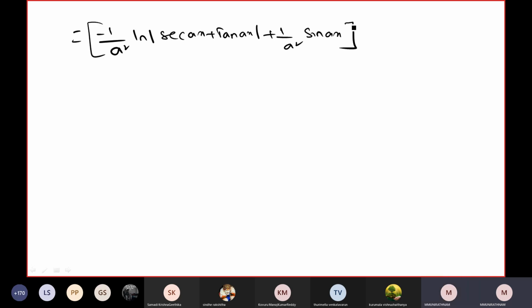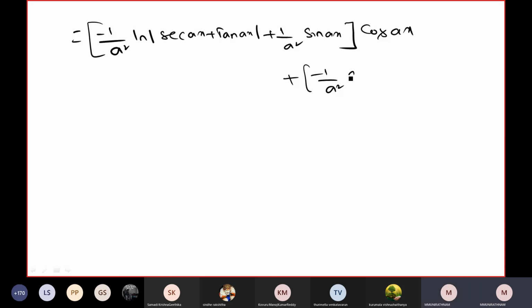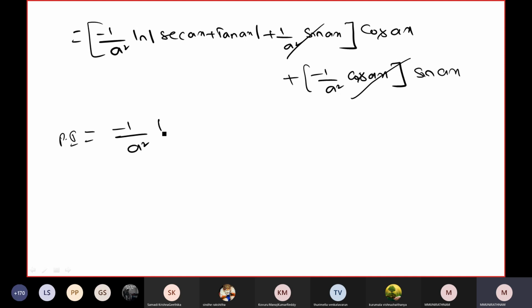This is a into u of x. U is nothing but cos ax. B, what is b? Minus 1 by a square cos ax into sin a. V of x is sin ax. So therefore PI is... This is my PI. Anyone?